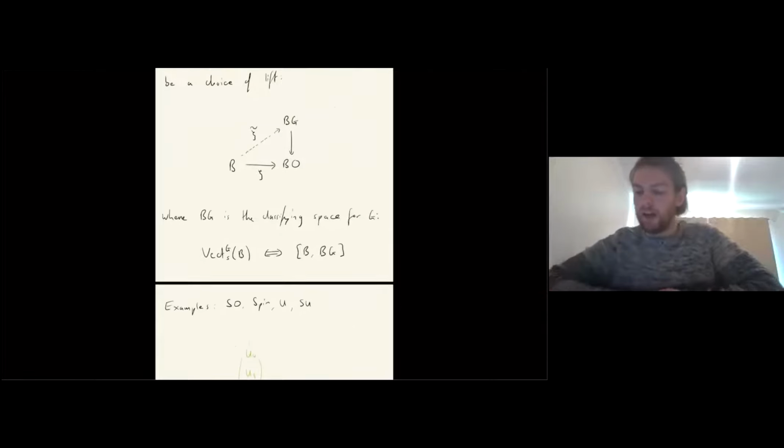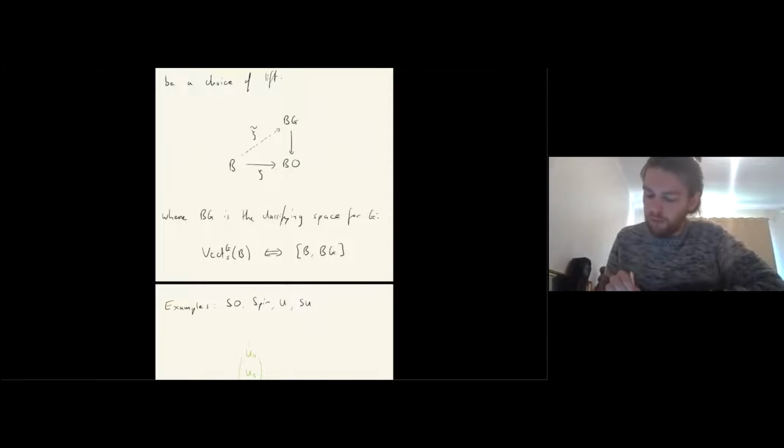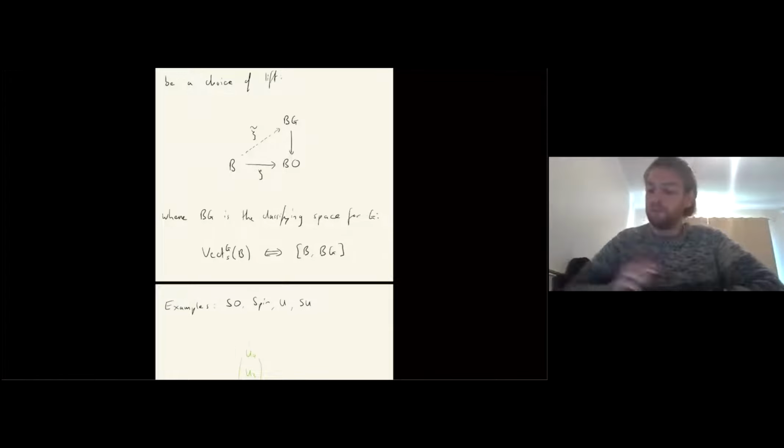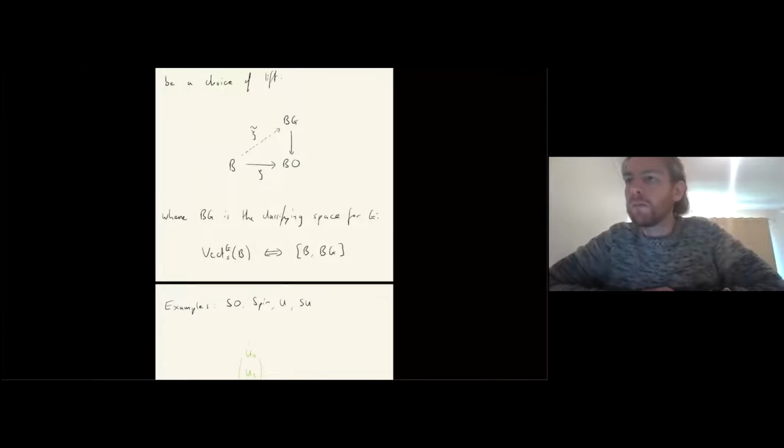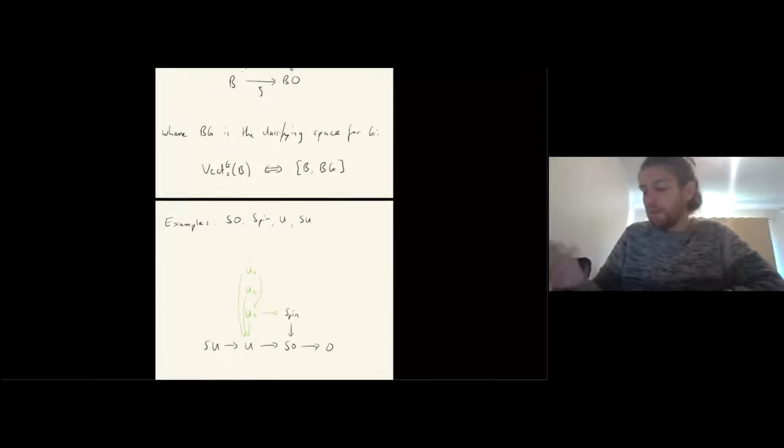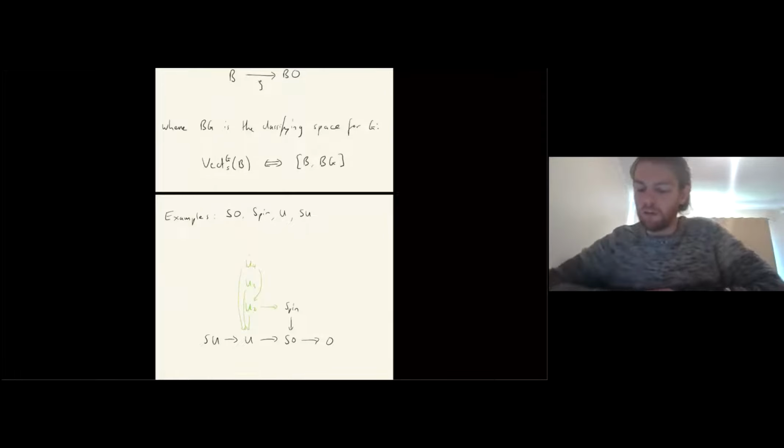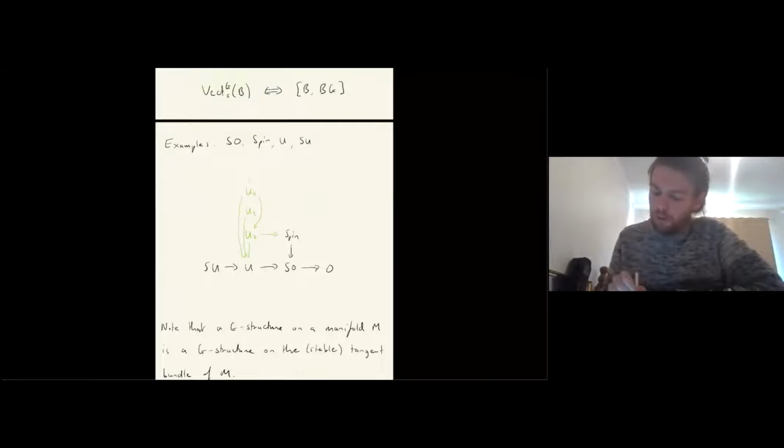And so these BGs are, again, classifying spaces, but now for G bundles. So stable G bundles correspond to homotopy classes of maps from the base space into this BG. Some examples of what these Gs are: you have the special orthogonal group, spin, unitary, this kind of stuff. And you can organize these into a picture here in this way, since spin is the universal cover of SO.